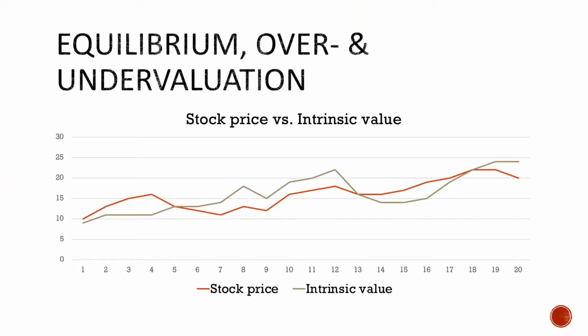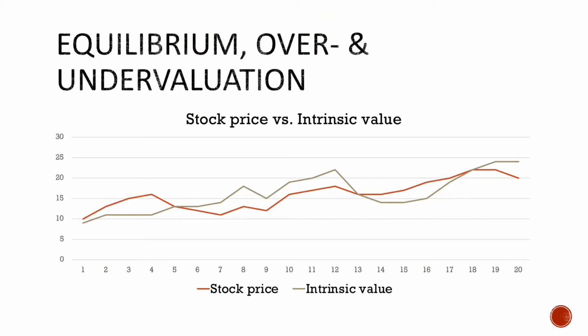To demonstrate what equilibrium looks like, let us refer to the following chart. In this chart, there are two values that we track through time. First, the orange line is the stock price. The gray line, the intrinsic value. Take note, we can only see the orange line, the stock price. The intrinsic value is basically invisible from our point of view. Note that the stock price and the intrinsic value are not necessarily the same.